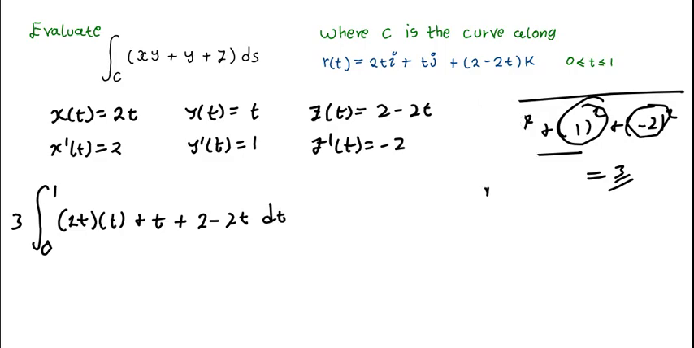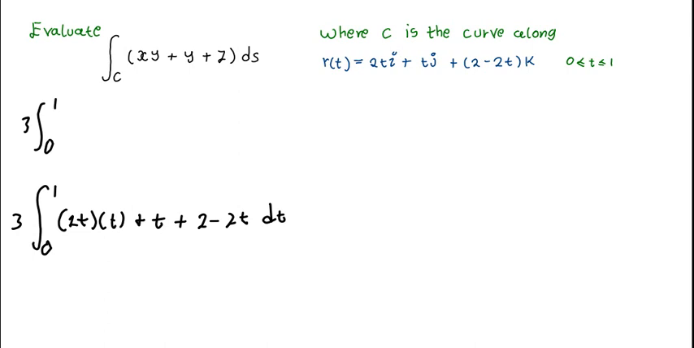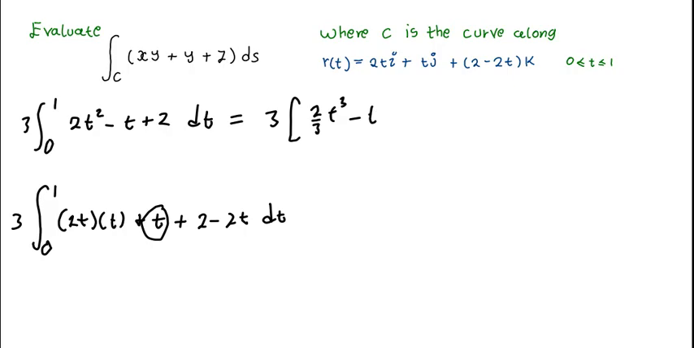Okay, from here I believe it's pretty straightforward. It's just a matter of integrating. We are integrating from 0 to 1. The integrand is 2t squared minus t plus 2. That minus is coming from the positive t and minus 2t there. So we say dt. This is just going to be equal to the 3 outside times the integral of what you have there, which is 2 over 3 t to the third minus t squared over 2 plus 2t.